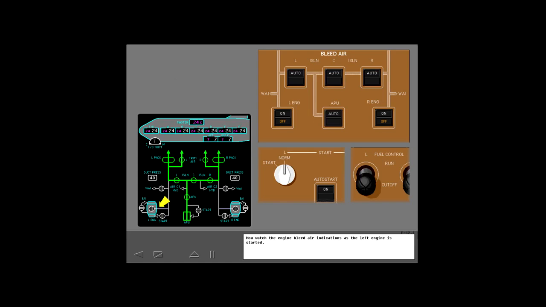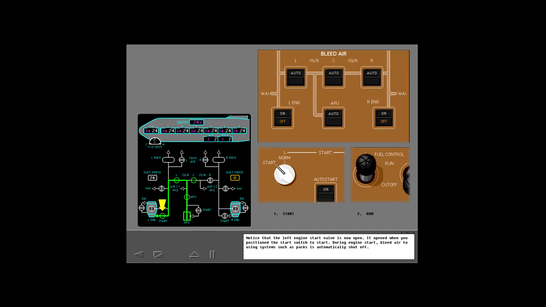Now watch the engine bleed air indications as the left engine is started. Start the left engine. Notice that the left engine start valve is now open. It opened when you positioned the start switch to start.